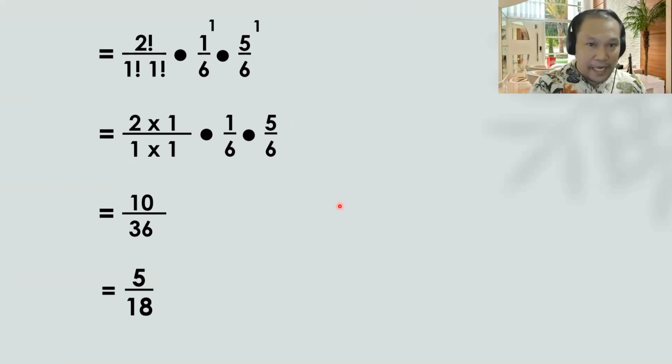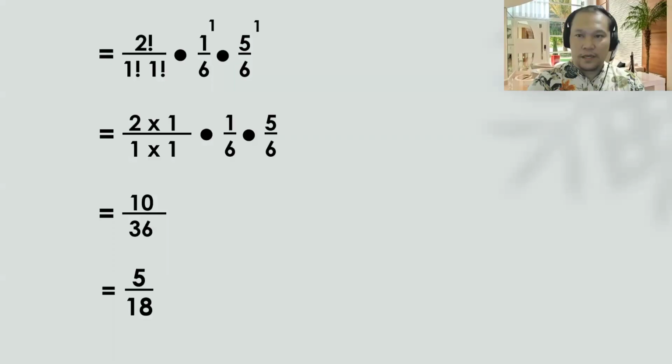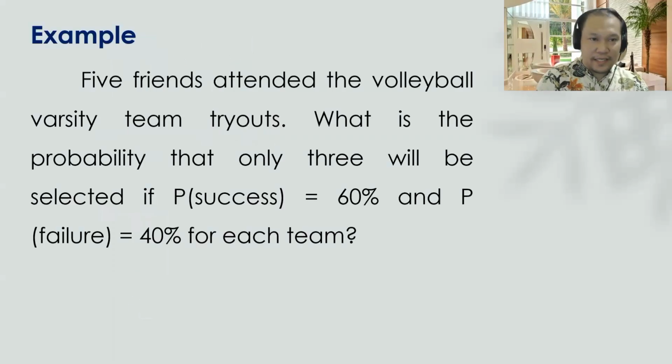therefore, the probability that 3 will turn up once when a 6-sided die is rolled 2 times is equal to 5 over 18, which is similar to our previous illustration as regards the given problem. Okay? Let's proceed with our next example.